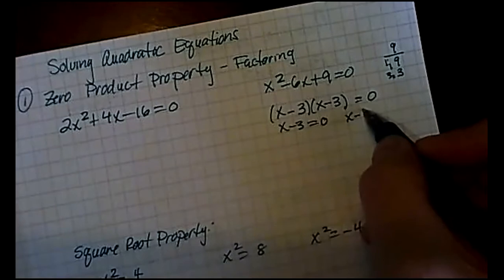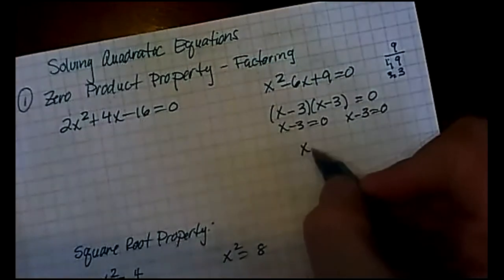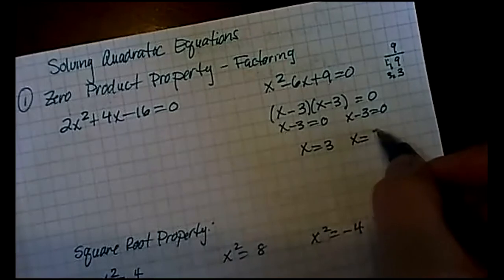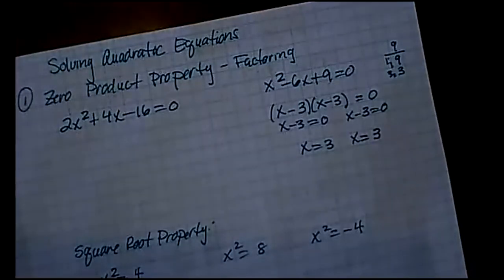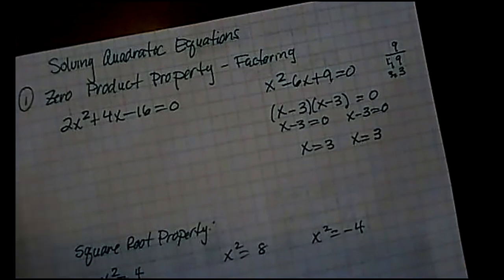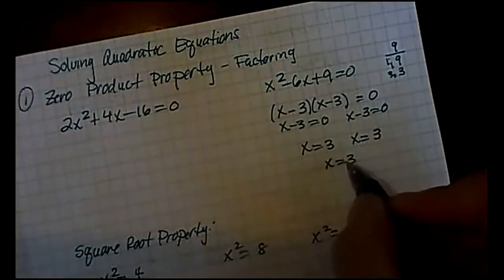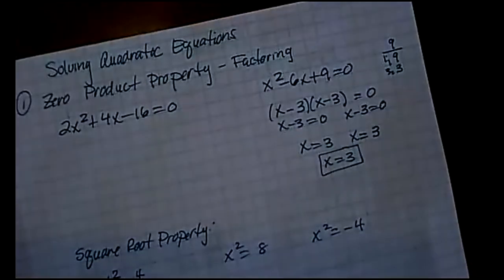Got to take it one more step. So x equals 3, and this also is x equals 3. So that's kind of a double root. It's a multiplicity is what that is, and it just means you have the same root. So I really only have to write it one time. I don't have to write it twice.